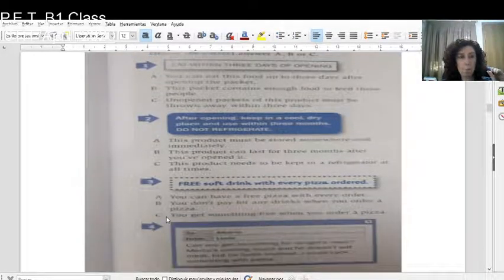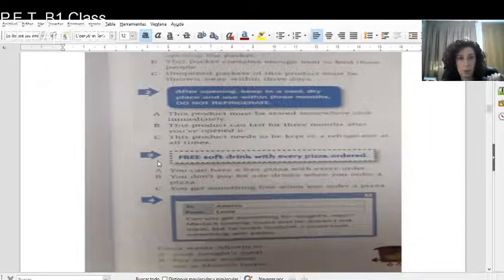Number 2. After opening, keep in a cool, dry place and use within 3 months. Do not refrigerate. What does it mean? A. This product must be stored somewhere cool immediately. B. This product can last for 3 months after you've opened it. Or C. This product needs to be kept in a refrigerator at all times.